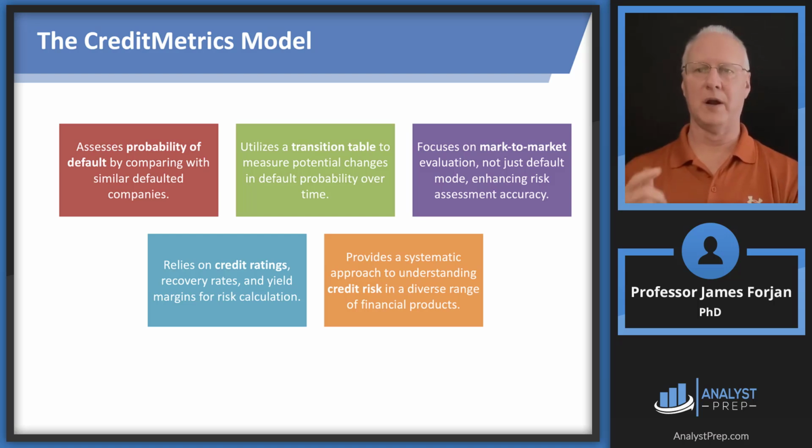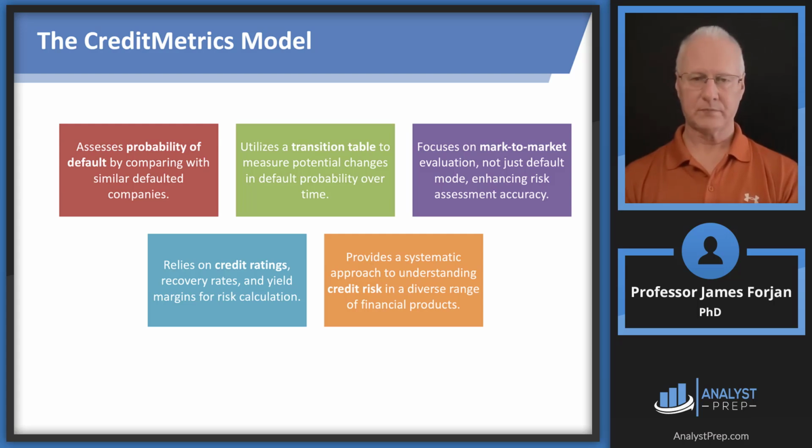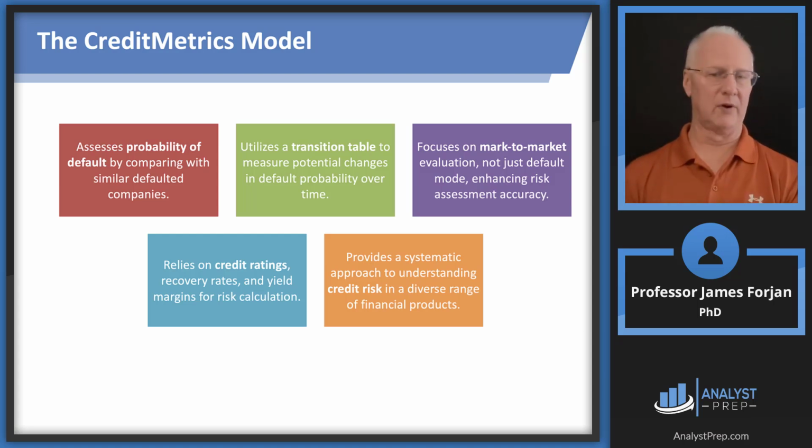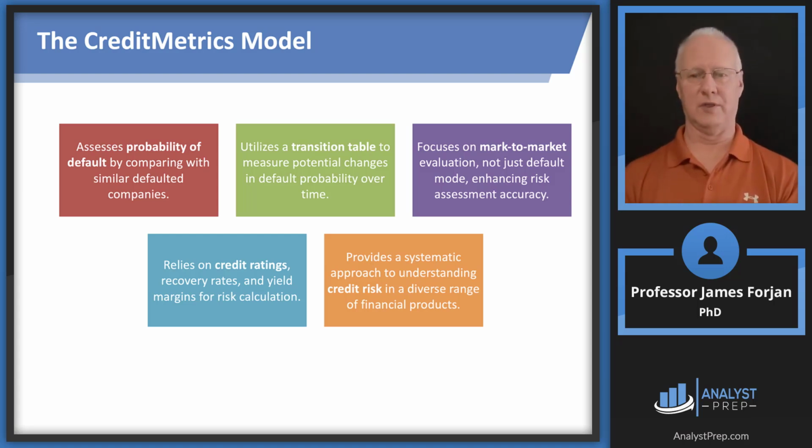So notice the purple up there, right? We're not just worried about the default mode. We're focusing on mark-to-market evaluation. How are we going to do this? Well, we'll look at Moody's. We'll try to figure out collateral values and recovery rates. We'll look at yield margins. We might even look at yield spreads. We might even look somewhere else. We might throw value at risk in there. There's all sorts of things in there that we could add.